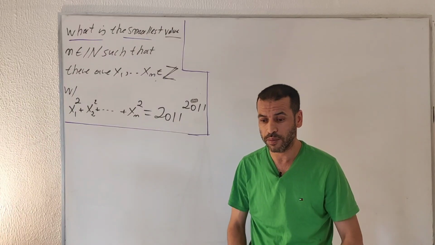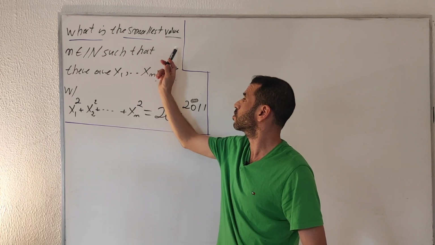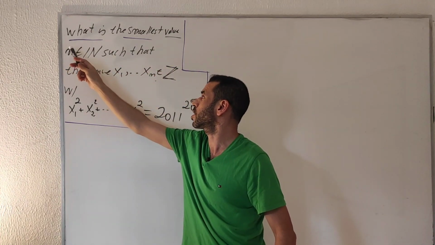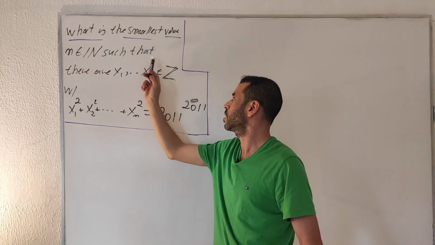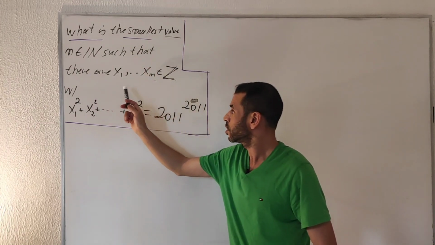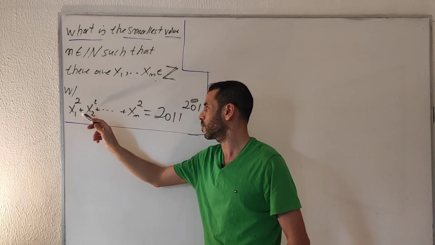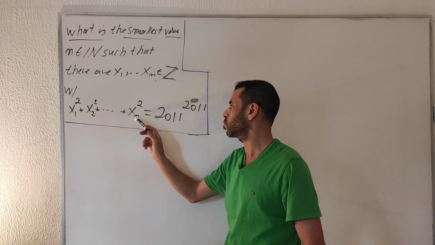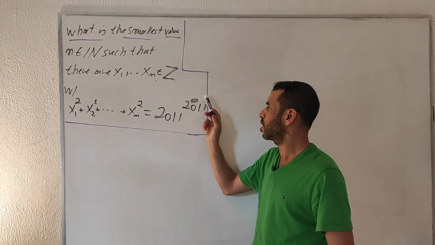In today's video, I have brought you a very nice problem. Here is the following information. What is the smallest value of n as a natural number such that there are x1 through xn as integers with the following equation: x1 square plus x2 square, and all the way down to xn square, equals 2011 to the 2011 power?